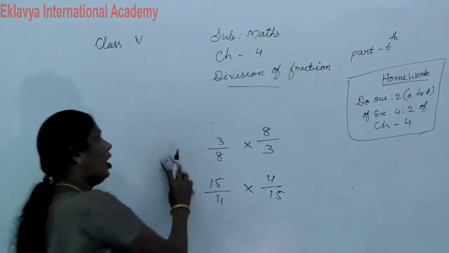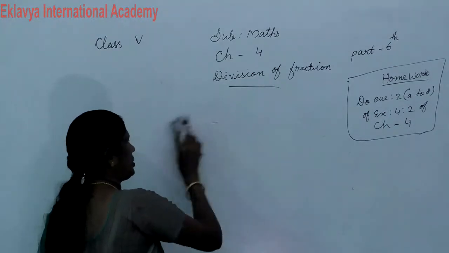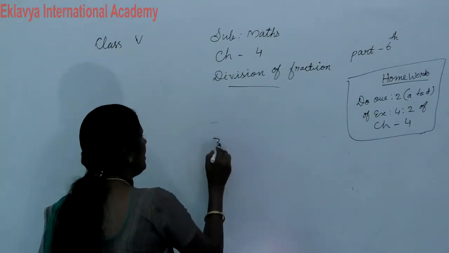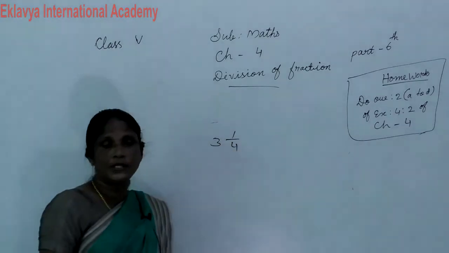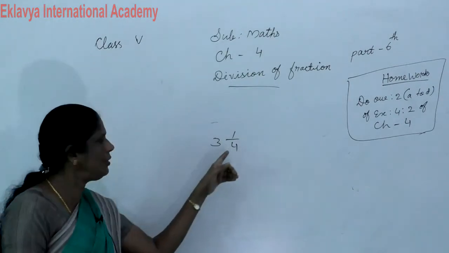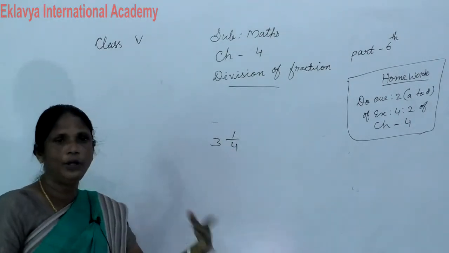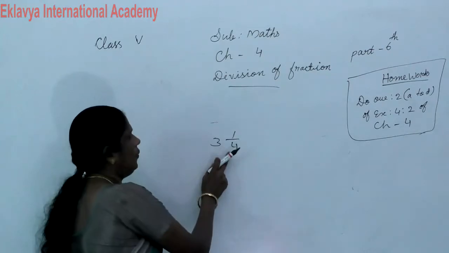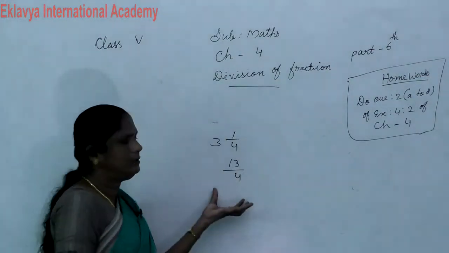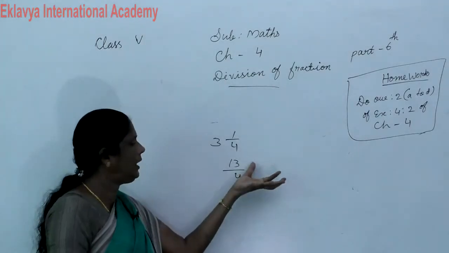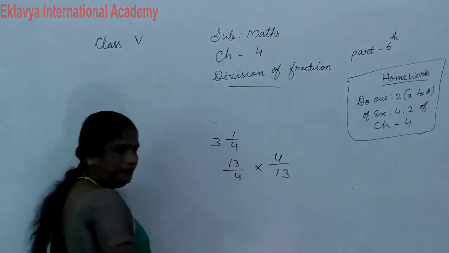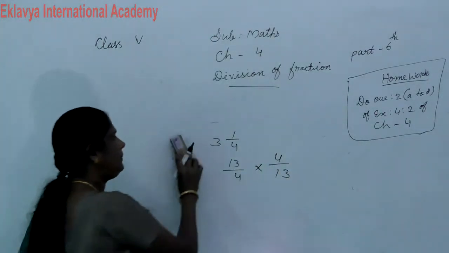Then what is the reciprocal of a mixed fraction? 3 1 by 4. First you convert mixed into improper. 3 fours are 12, 12 plus 1 is 13, 13 upon 4. Now the reciprocal of 13 by 4 is 4 by 13. Understand? One more example.